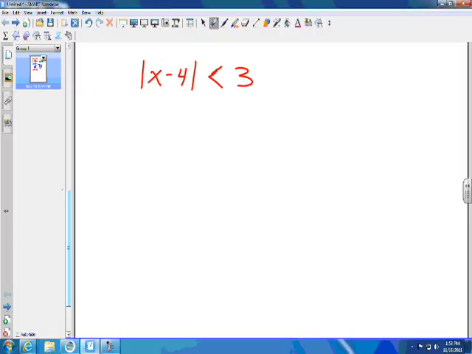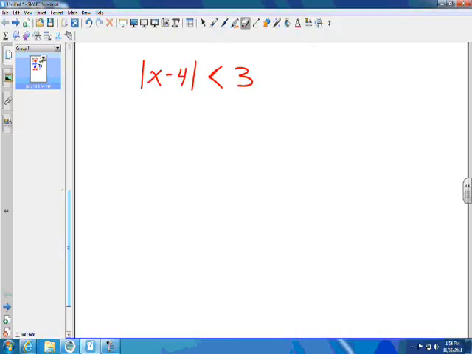Question? Or do you know the answer? These are different than the equations. You're not going to just split this up and do less than 3 and less than negative 3 on the other side. If it's absolute value, and this is where you're going to have to know whether this is a less than or a greater than sign, but if it's absolute value of anything, it doesn't matter what's in there.